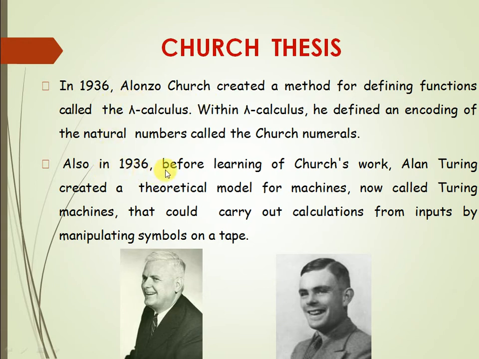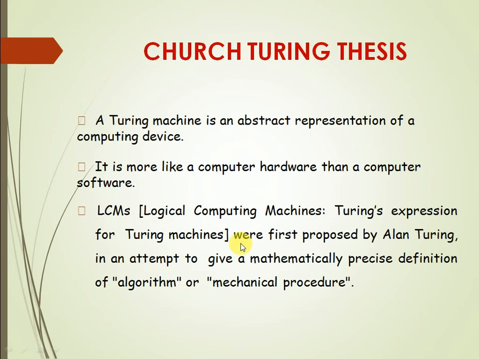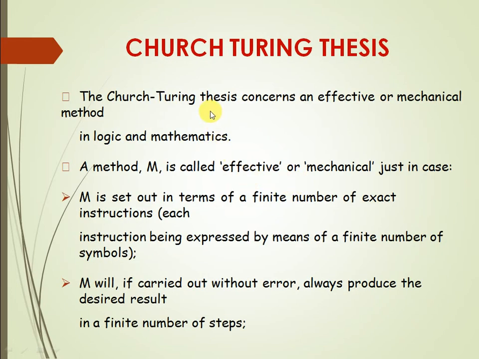Also in 1936, before learning of Church's work, Alan Turing created a theoretical model for machines, which is known as Turing machines, which consist of various symbols on tape. A Turing machine is an abstract representation of a computing device. It is more like computer hardware than computer software. The Church-Turing thesis basically concerns effective or mechanical methods in logic and mathematics.